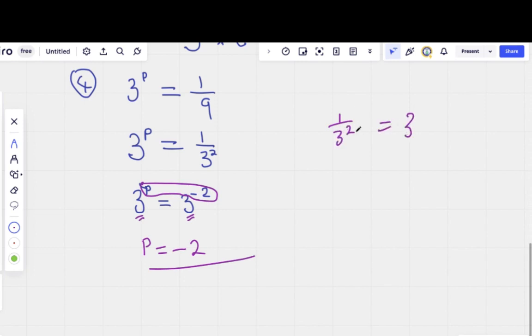Anytime you see 1 all over in indices, it is raised to power negative. So whatever power is here, then you put the power here. So that's how we got this. Since the bases are now the same, we equate the power. So p equal to -2. Is that okay? This one is in one of the very recent exam papers.